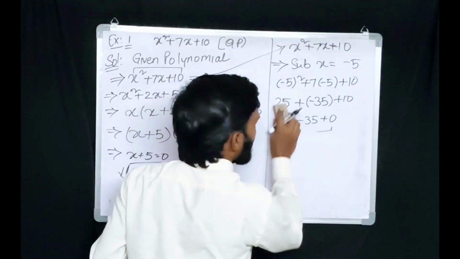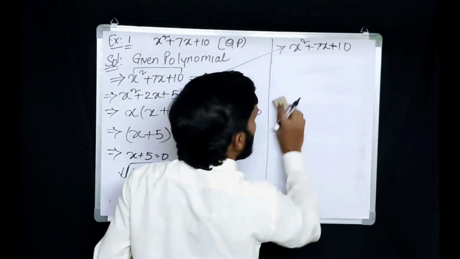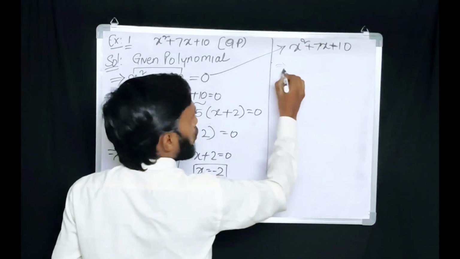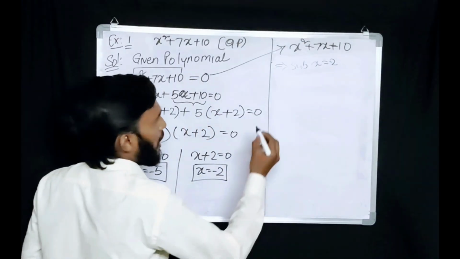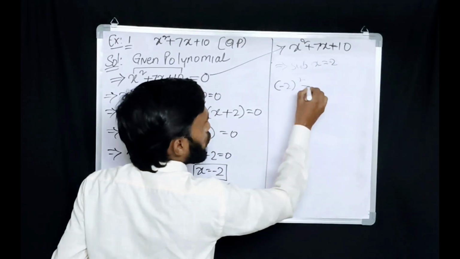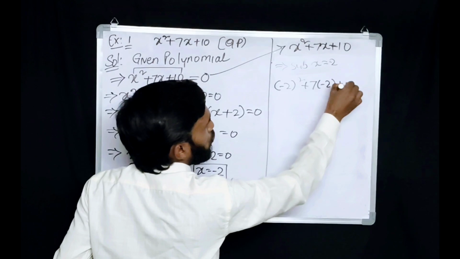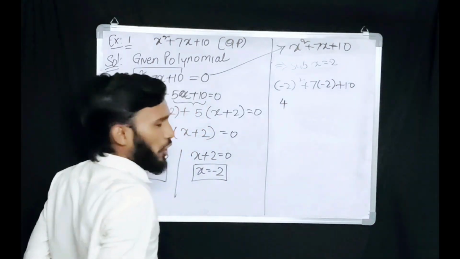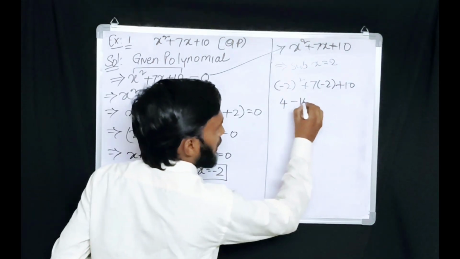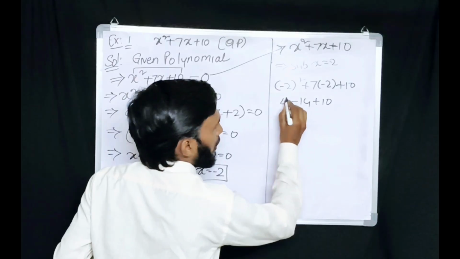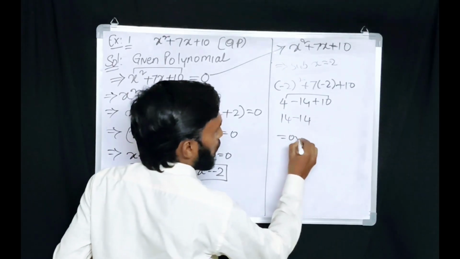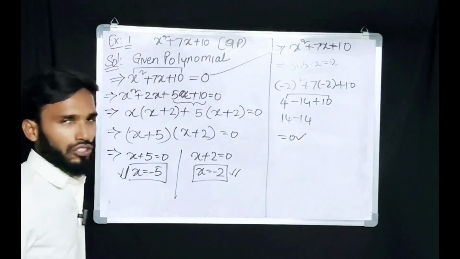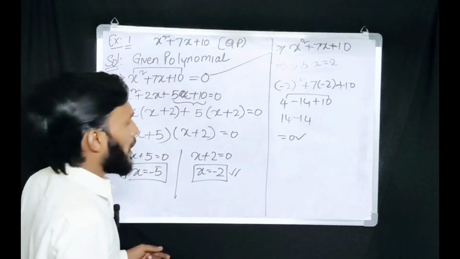Now what is the next value we got? x is equal to minus 2. So substituting x is equal to minus 2 in the given polynomial: minus 2 whole square plus 7 into minus 2 plus 10. 2 into 2 is 4, minus 14, plus 10. 4 plus 10 is 14, minus 14 is equal to 0. That means this is also a zero of this polynomial.